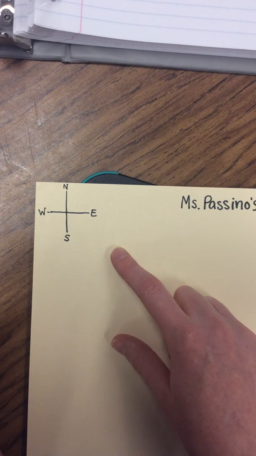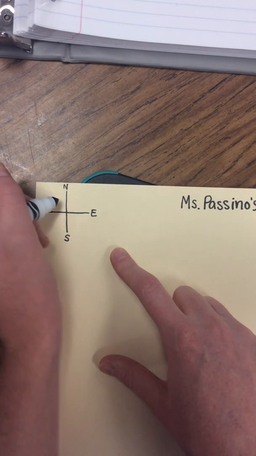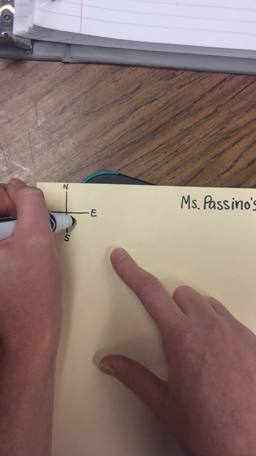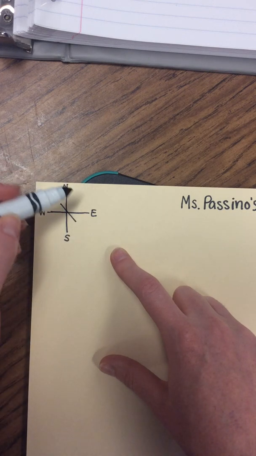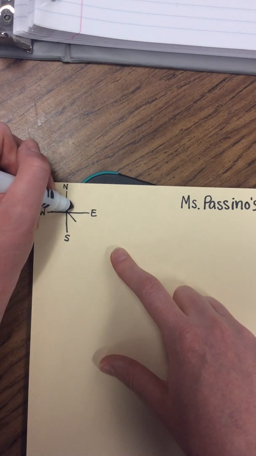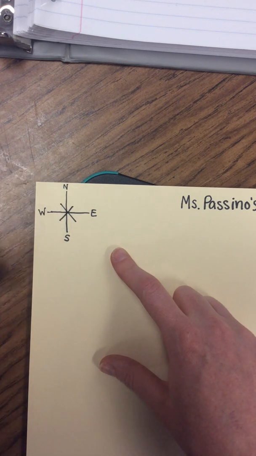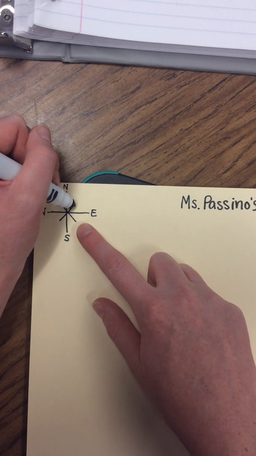Next, we are going to add what are called intermediate directions. We are going to need to draw a line across diagonally both of these sections. Think of it like you're drawing an X through the middle of what you've already written so far.